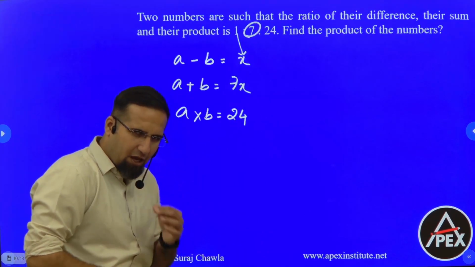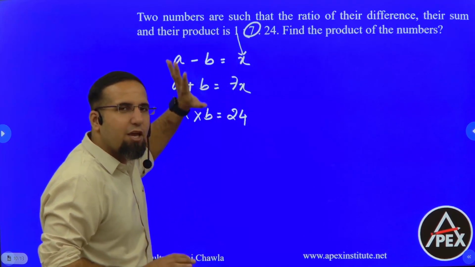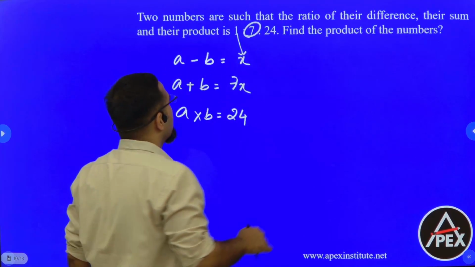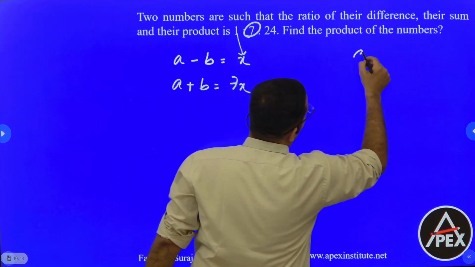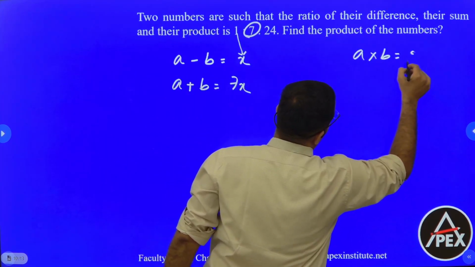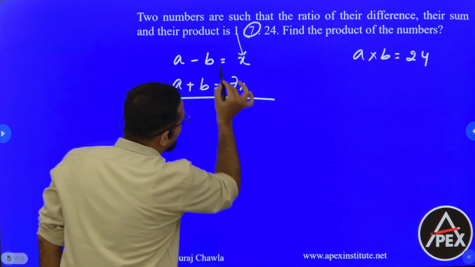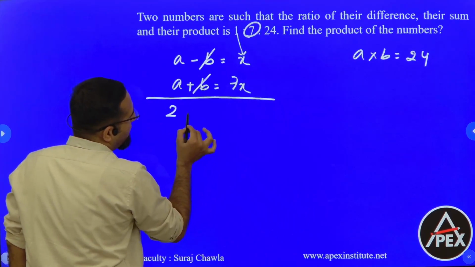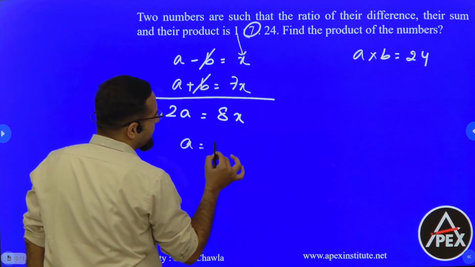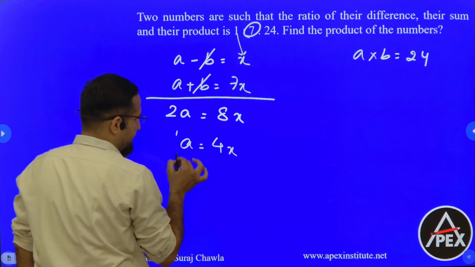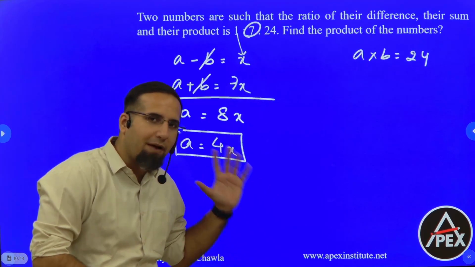ठीक है? अब a plus b, a minus b दिया हुआ, हम इन दोनों को इक्वेट करके a और b का वैल्यू निकालते हैं. So let me erase this part first. Let me write that the product given to us is 24x. ठीक है? अब अगर हम इन दोनों इक्वेशन को ऐड कर देंगे गाइस, तो हमको मिल जाएगा 2a is equal to 8x और a is equal to 4x. ठीक है? हमारे पास a का वैल्यू आ गया.